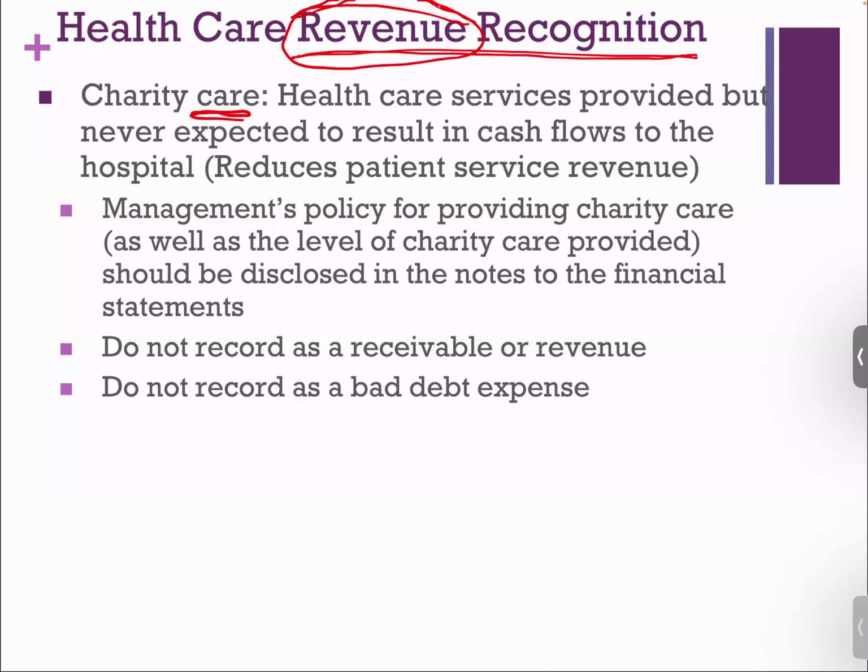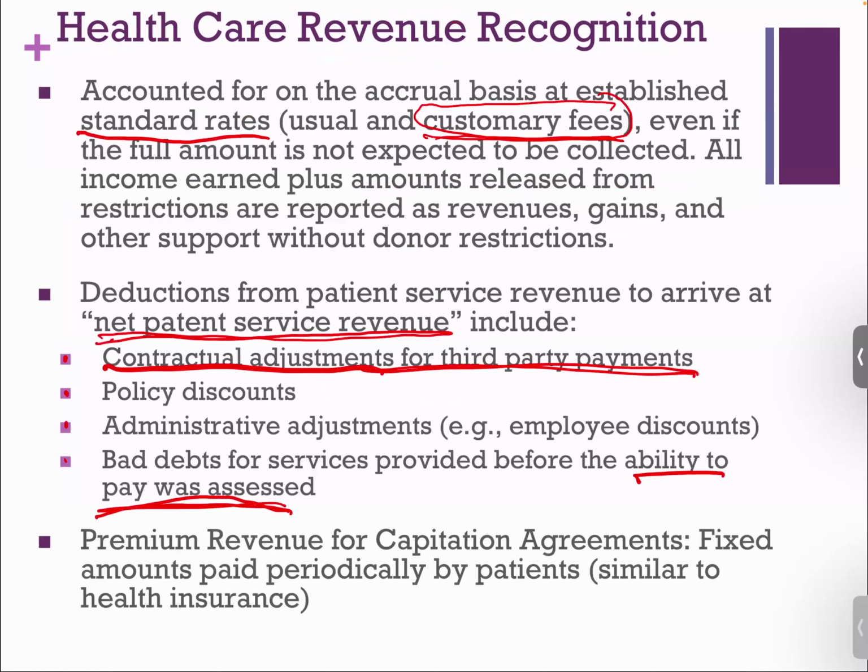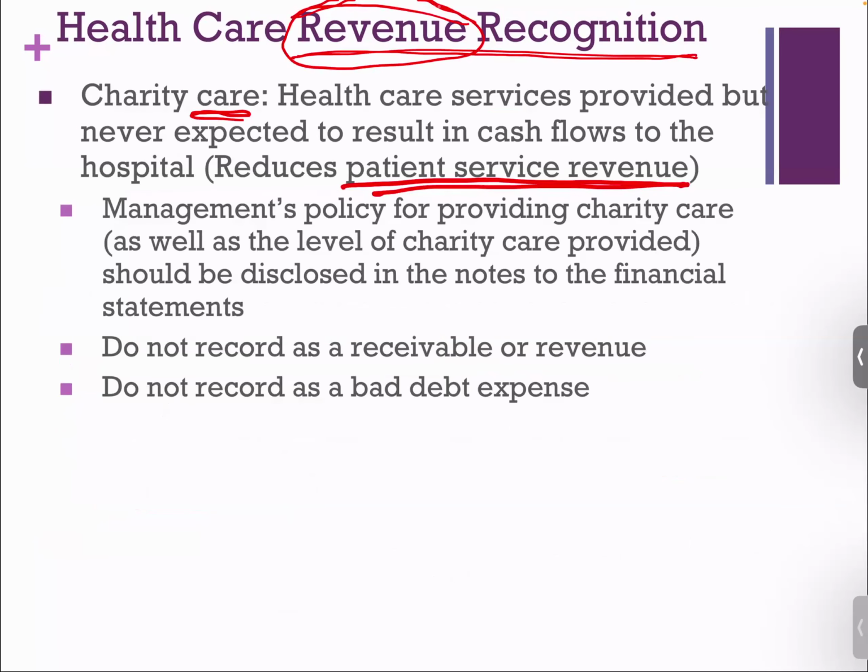So if we're providing charity care, we don't expect to be paid. Therefore, we don't recognize revenue, and so it reduces patient service revenue. This one is reducing net patient service revenue. This is different. We don't recognize the revenue at all here. Because this isn't going to be part of revenue, it's actually going to reduce revenue.